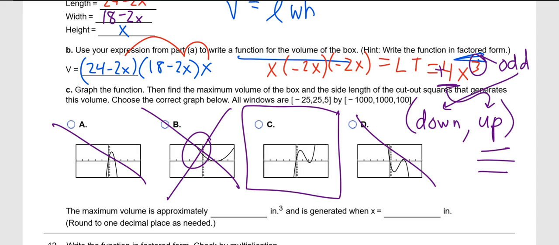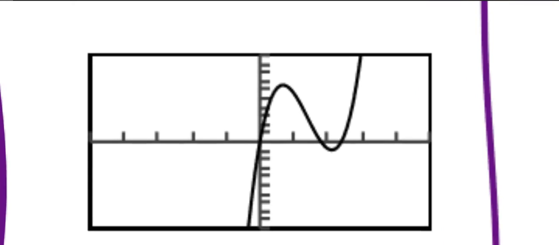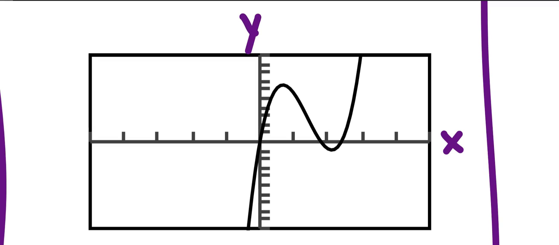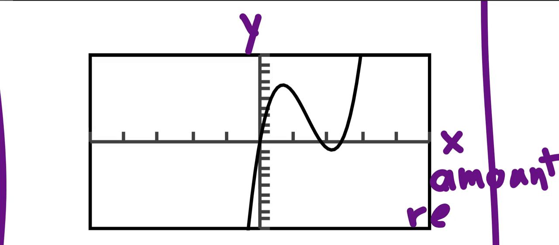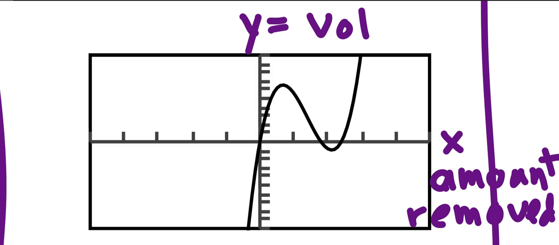Now, I need you to look at this picture. So we have x and we have y. What does x represent in this? Isn't this the amount that we cut out of the corners? So this would be the amount removed. Y represented the volume of the box.